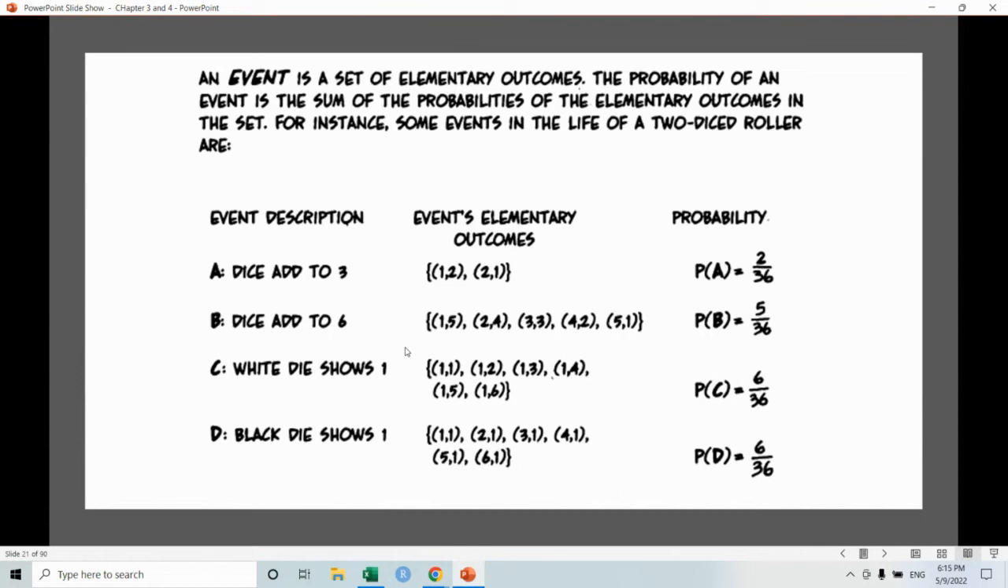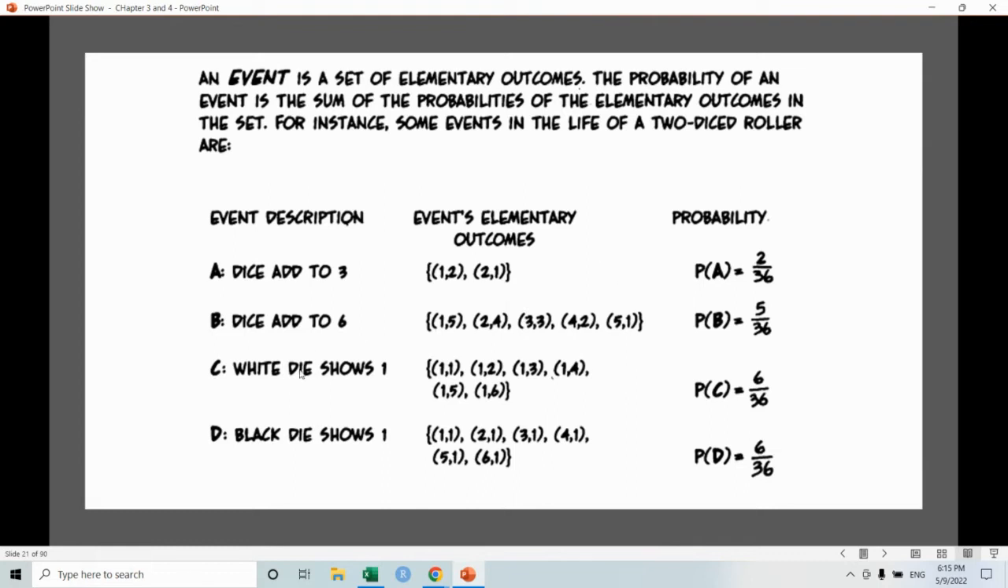Dice that add to 6, well, now you have several more combinations, 5 to be exact. The 3, or any doubles, can only count as 1, so that's going to limit some of our probability.